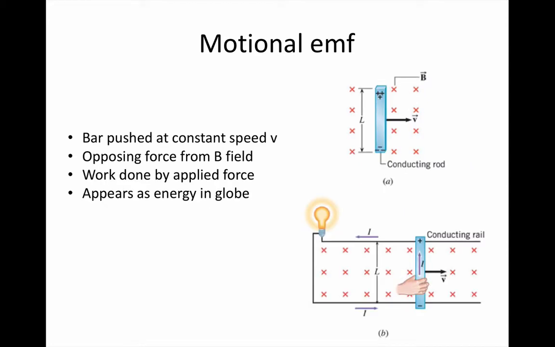Let's now think about the conducting bar connected to a resistor like a light globe. The EMF is now making a current flow in the globe. Because current is now flowing upwards through the bar that is moving to the right, the bar experiences a force in the direction opposing its motion. That means you need to keep applying a force to the bar to keep it moving, and that force is doing work.